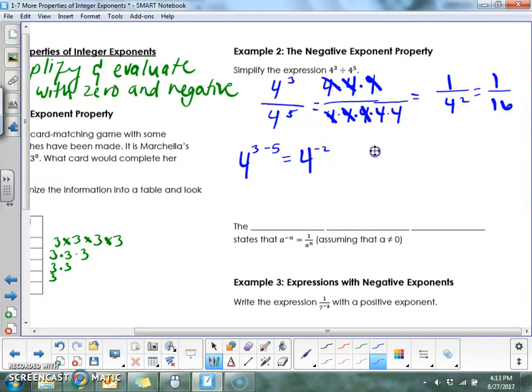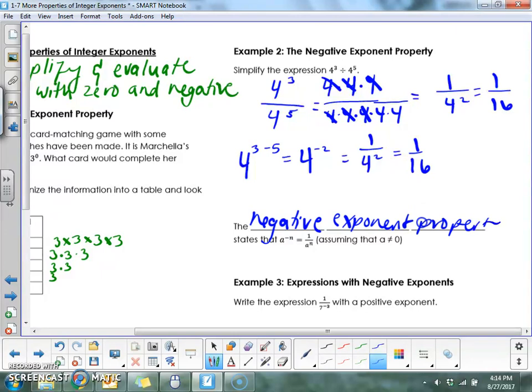And 4 to the negative 2 power is the same as 1 over 4 squared, which is 1 over 16. So the negative exponent property states that when a number is raised to a negative power, it's equal to 1 over that base raised to the positive power. I changed this negative 2 to a positive 2 and put it under 1. That's how you would rewrite it using positive exponents.